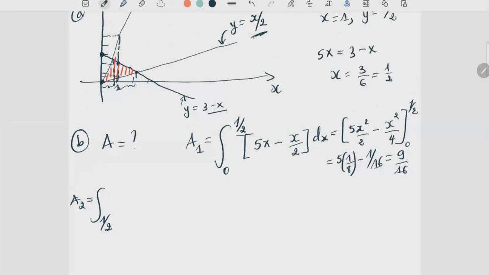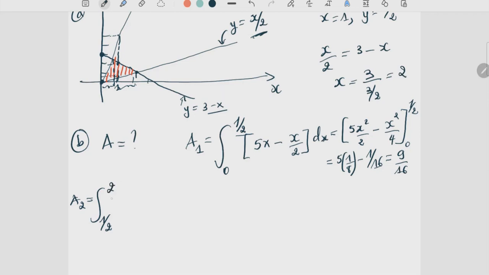The intersection between the curve y is equal to 3 minus x, and y is equal to x over 2, right? So let's find that intersection. X over 2 will be equal to 3 minus x, meaning that x will be equal to 3 divided by 3 over 2, which will be equal to 2.